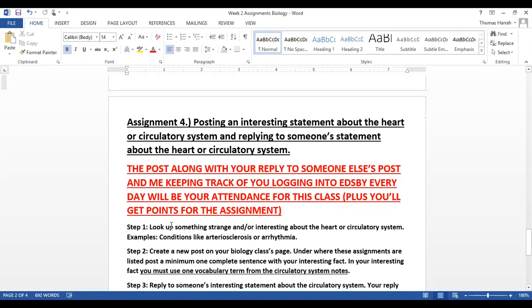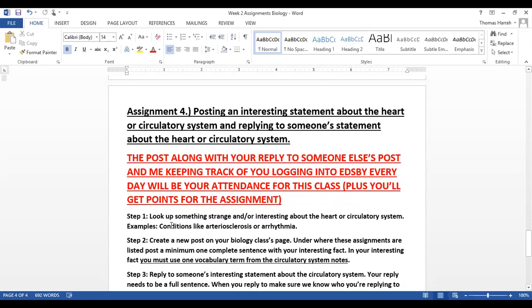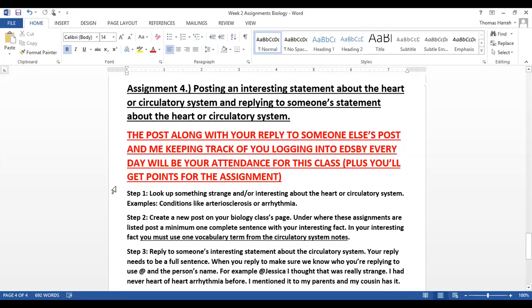And assignment 4 is another post and reply. So you're going to create a posting. Post an interesting statement about the heart or circulatory system and reply to someone's statement about the heart and circulatory system. So once again, the post along with your reply to someone else's post and me keeping track of you logging into Eds B every day will be your attendance for this class, plus you'll get points for this assignment, for the post and for the reply.